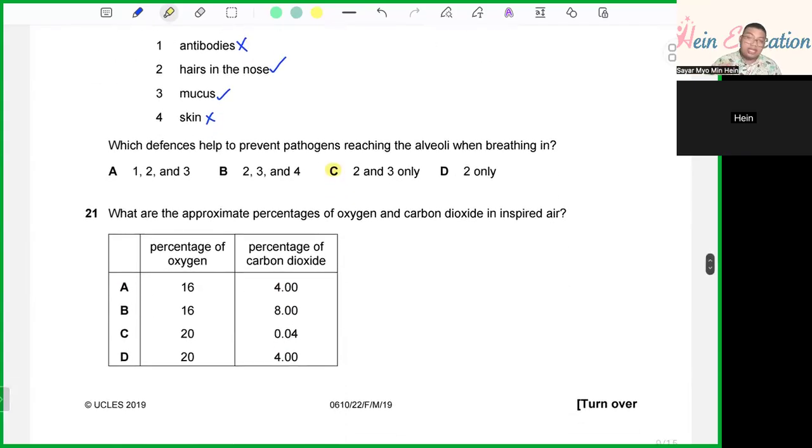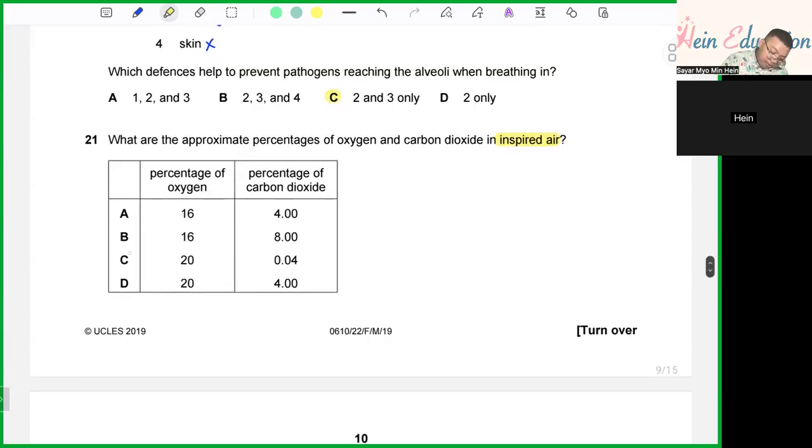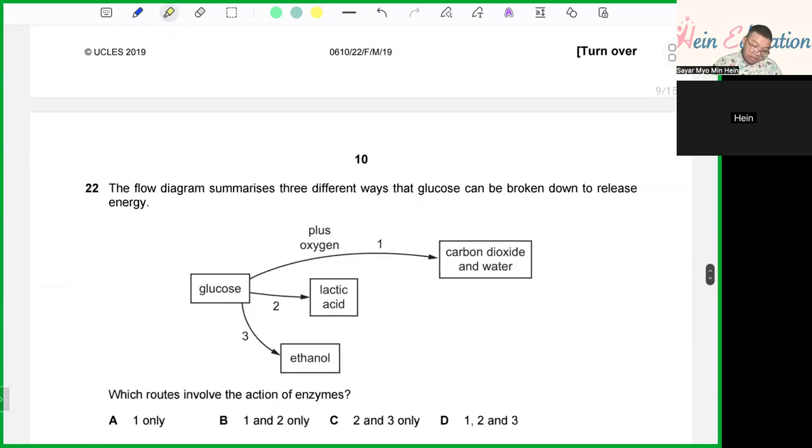And number 21 is something you need to learn. So oxygen and carbon dioxide are outside, in the inspired air. So it means breathing in. When you breathe in, there is 20% oxygen and around 0.04% carbon dioxide outside. So that is answer C.